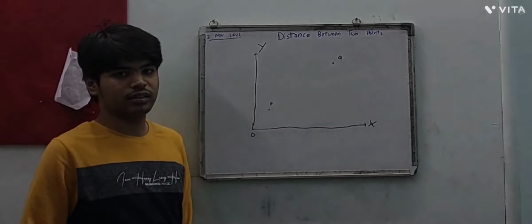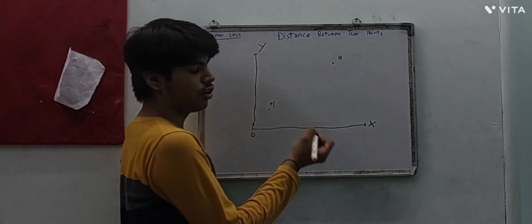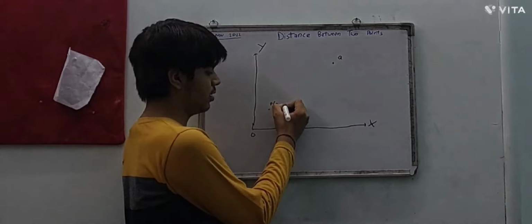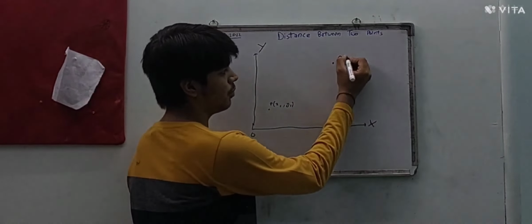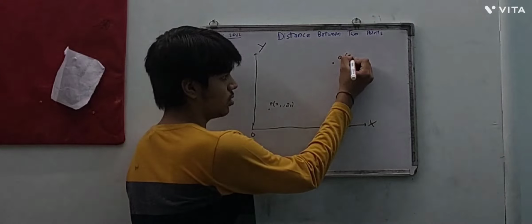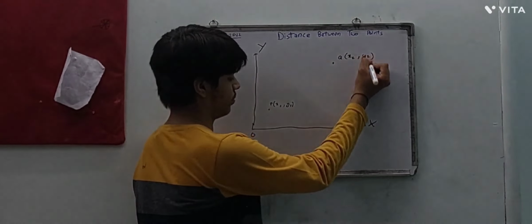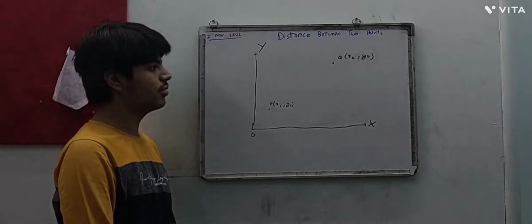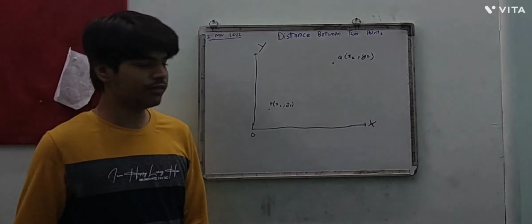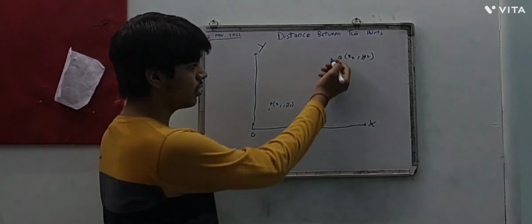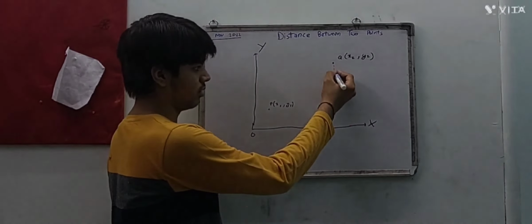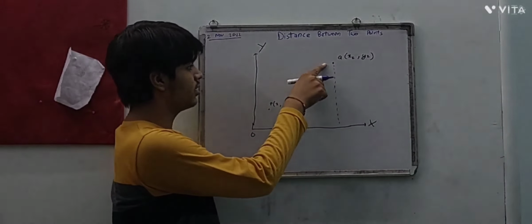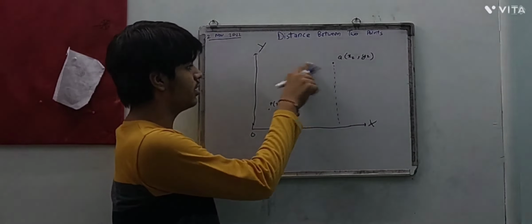So we can assume the coordinates of the point P are x1 and y1, and the coordinates of the point Q are x2 and y2. From this information we can calculate the distance between these 2 points. First of all we need to connect the point Q with the x-axis and with the y-axis. Now if I ask you what is the distance between Q and A, it is very easy to figure out if the point A lies on the x-axis.